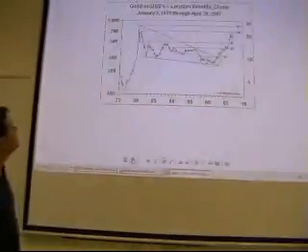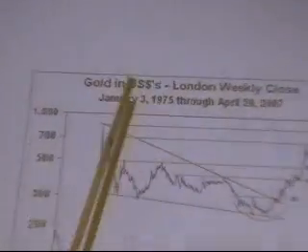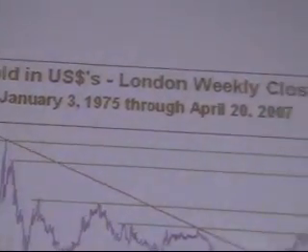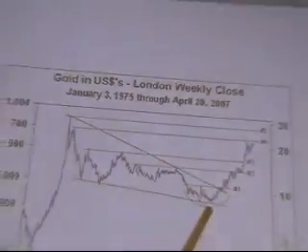Alright, let's move on. Alright, so this is gold in US dollars. I think we looked at this last time. You see a very, very solid long-term support.